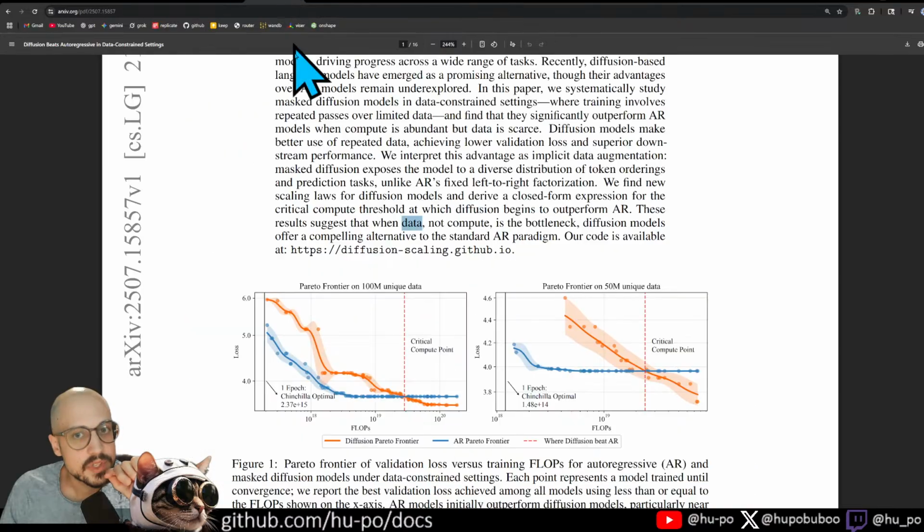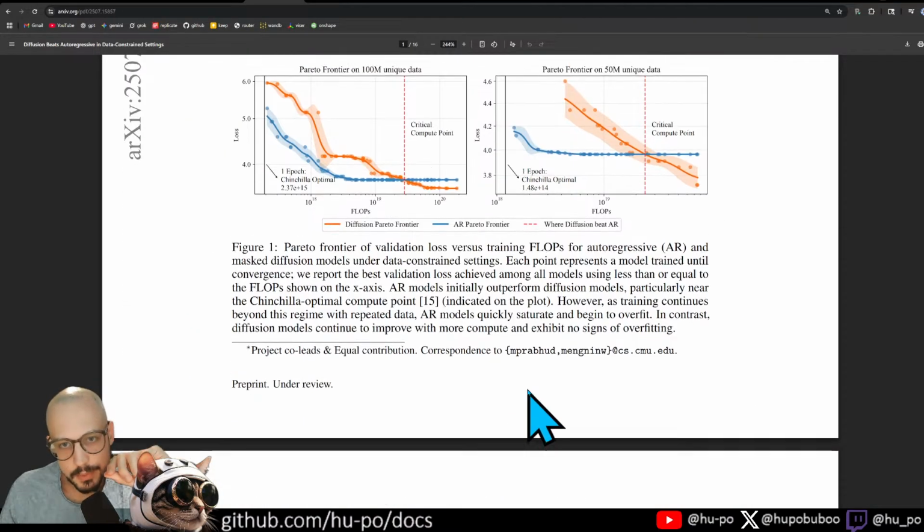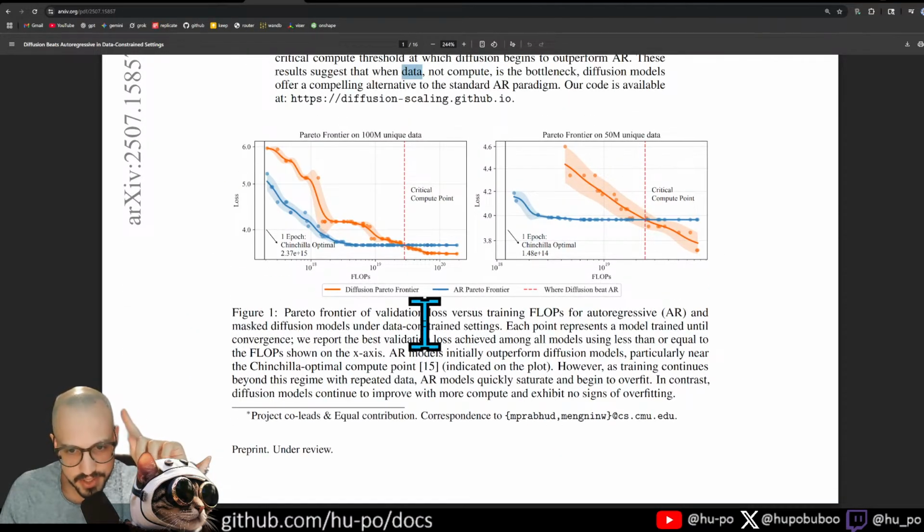Okay, let's go back here. All right, so what are we looking at in figure 1 in this paper? Pareto frontier of validation loss versus flops for autoregressive and masked diffusion models under data constraint settings. Each point represents a model trained until convergence. We report the best validation loss achieved among all models using less than or equal to the flops shown on the x-axis. Okay, so it's the same chart as this, basically.